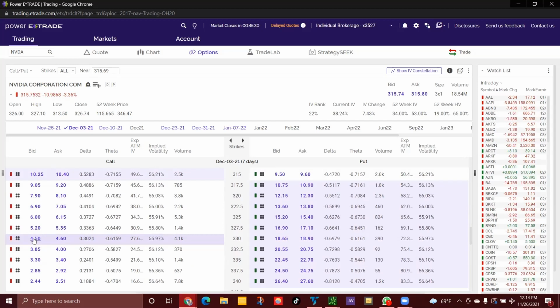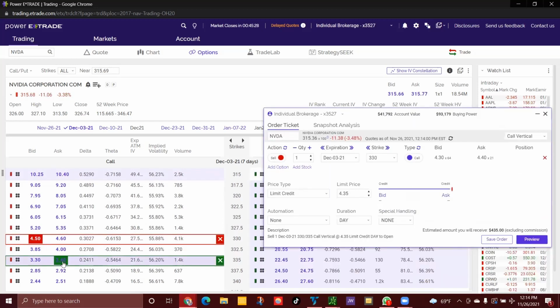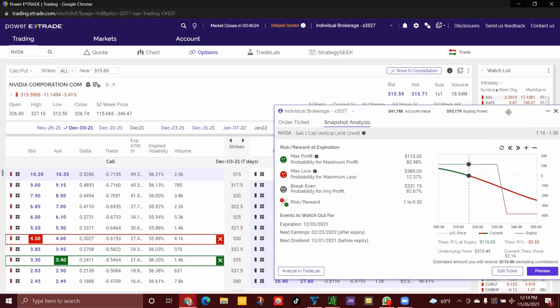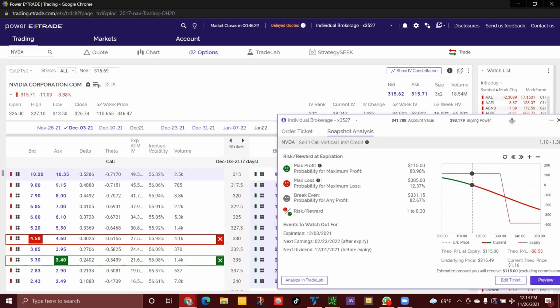Take, for instance, if I go to 330, and then I buy the 335. The further I get away, the more my probabilities are going to go up. So in this case, it's at 82% probability that the market says I'm going to win on this one. Again, this is max profit of $115 per contract. Every contract I buy, as long as it stays below 130, I make $115 per contract.